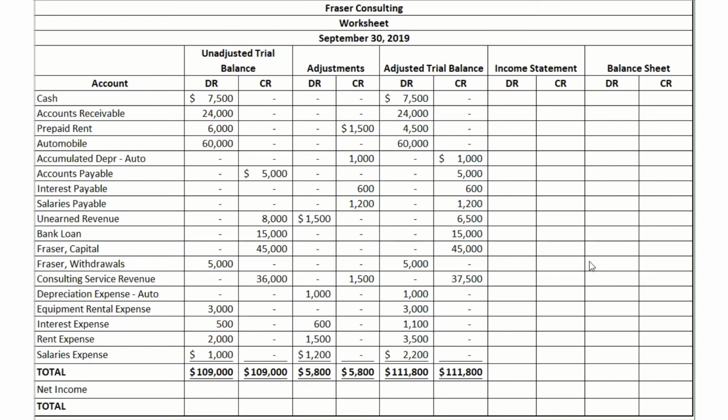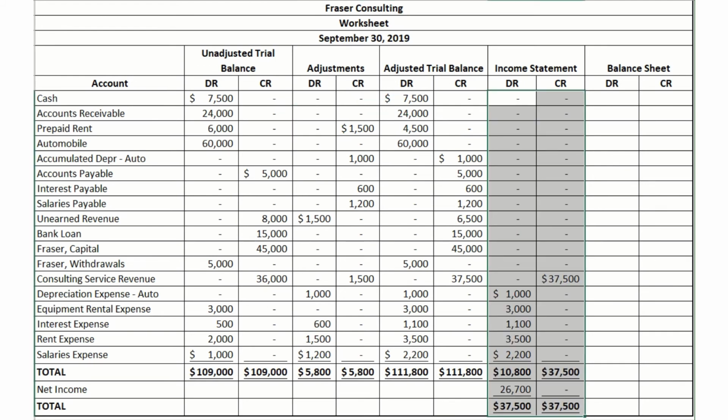The next step of this worksheet is to identify what should be included in the income statement versus the balance sheet columns. On the income statement, it should be everything from revenue and expenses and below. So we'll pull over the service revenue and expenses to those columns, and you'll notice that our credits exceed our debits, which means we have a net income required in order to balance those columns of $26,700, which if you were to create an income statement, you would get that number as well.